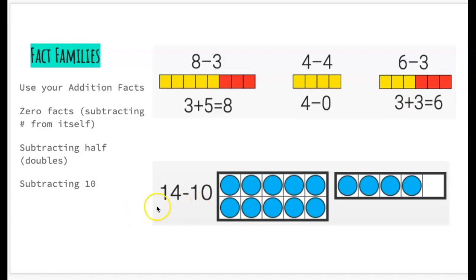Another quick and easy observation we can make is whenever we have a number and we subtract 10 from that number, we are really just going to be leaving the ones digit. So here in this case we have 14 and we're going to be taking away the 10 and it's going to leave us 4. These are some handy observations that will just help you when you're solving subtraction facts.